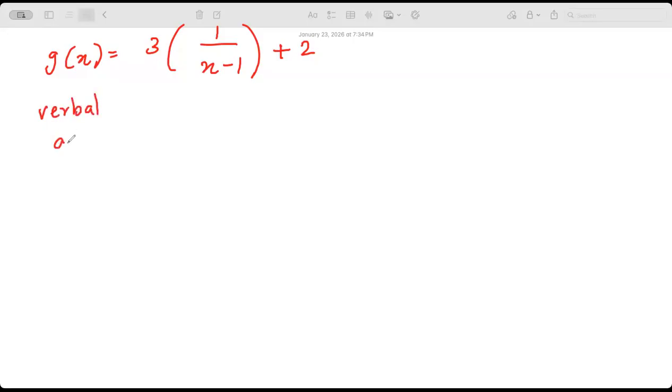Okay. Now, we are going to get into harder graphing. How about this? Let's go ahead and try this one. G of x will be equal to 3 times 1 by x minus 1 plus 2. What is this, guys? Can we first write down the verbal description? That's the way to graph nicely. What is the verbal description? Vertical stretch by 3. Good.